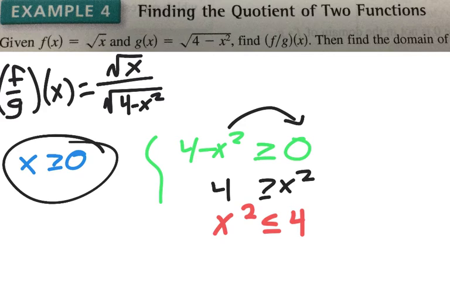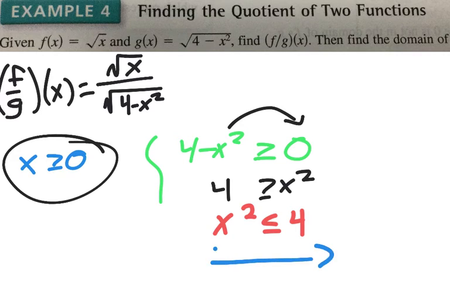I take a number and I square it, and it must be less than or equal to 4. So let's figure out what can I square that gives me exactly 4. 2, or negative 2. If I square negative 2, I also get 4. And if I square 2, I get 4. So those are kind of the boundaries. Now I need to figure out, there are 2 possibilities.